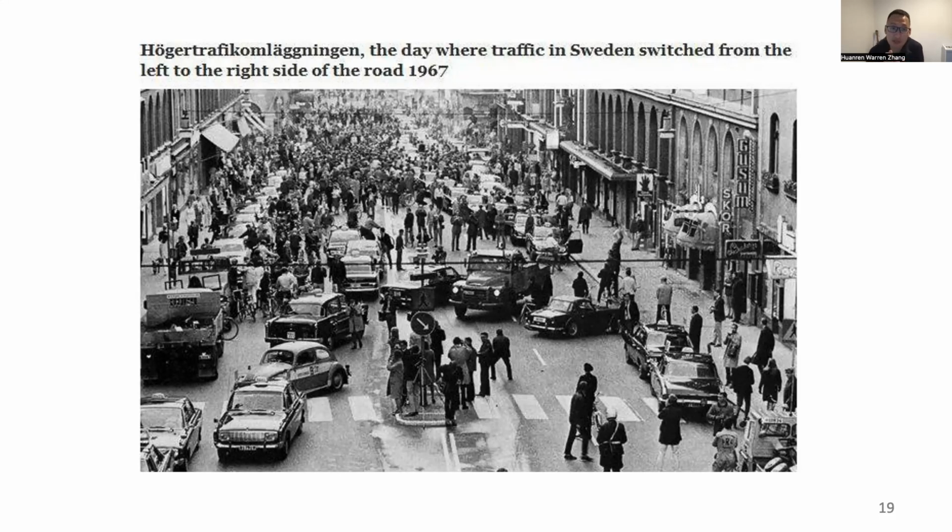So here is a really chaotic picture that was taken on the day when the traffic in Sweden switched from the left to the right.